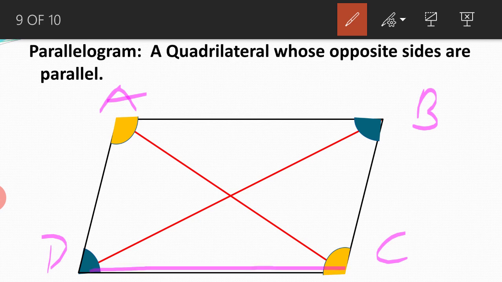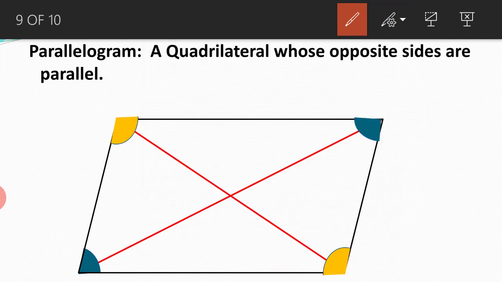Similarly, if we talk about AB and DC to be parallel lines, then BC will also be a transversal. So what about angle B and angle C? Are they co-interior angles? We say yes. So angle B plus angle C is also equal to 180 degrees. So in a parallelogram, each pair of adjacent angles is supplementary. See how many properties it has.